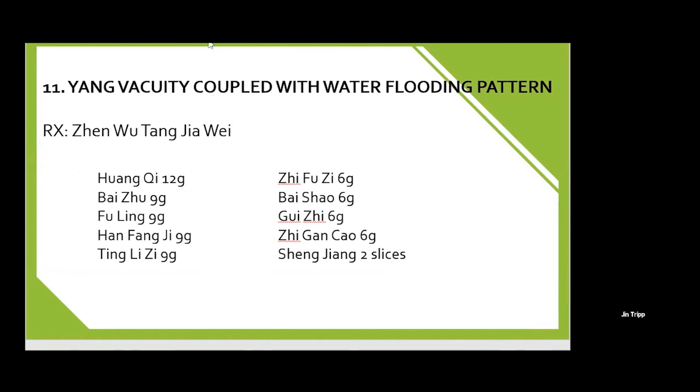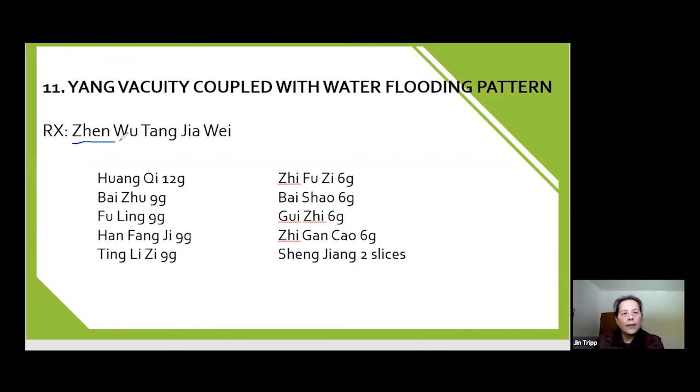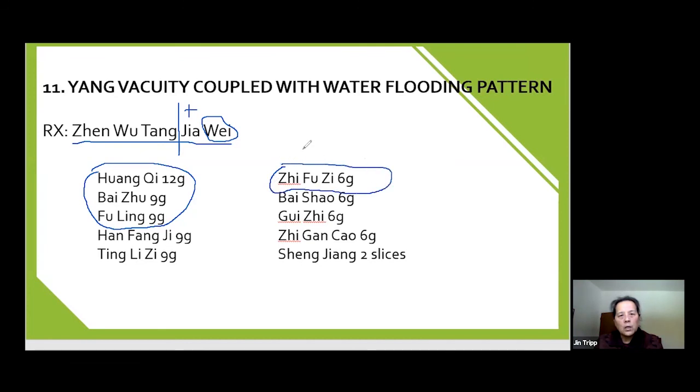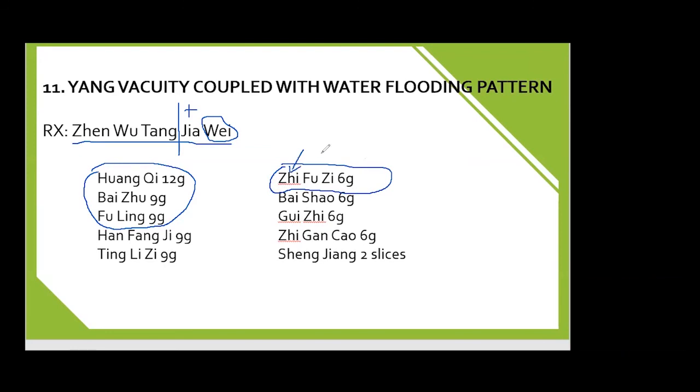The formula we used, 真武汤, 加味. 真武汤 is formula's name. 加 is plus. 味 is ingredients. Plus more ingredients. So we still talking about yang deficiency, including qi deficiency. So thus, we have a lot of qi tonifying herbs here. And then yang deficiency, we had warming herbs here. Fuzi, zhi just means prepare, like we talking about the zhi gan cao.